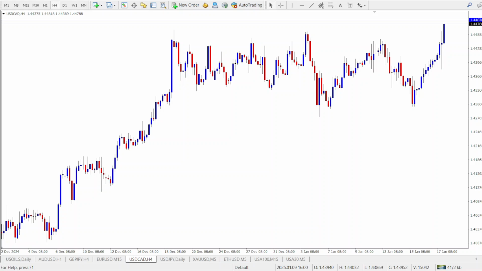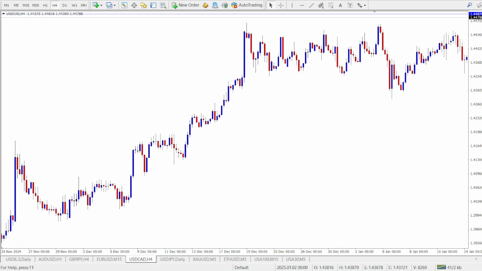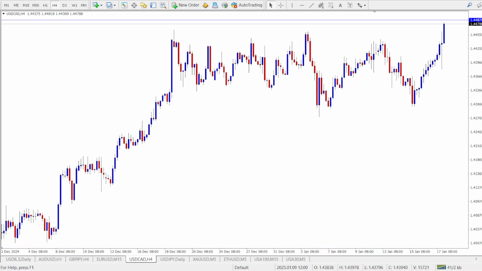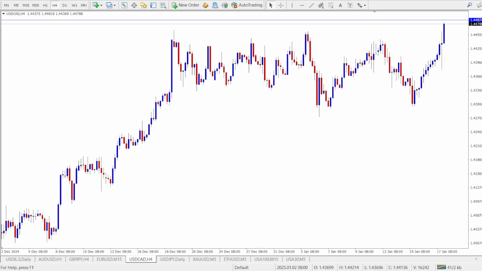So swing trading basically is all about catching those sweet spots in the market where price movement works in your favor. It's not necessarily about chasing every move, but identifying high probability setups that give you an edge. By the end of this video, you'll have a solid framework for a swing trading system that you can start applying right away.